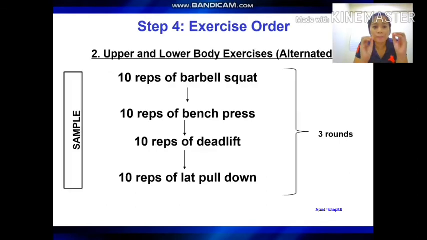This is a sample. For example, 10 reps of barbell squat followed by 10 reps of bench press, the upper body, and goes back to the lower body again, 10 reps of deadlift, and then 10 reps of lat pull down. If this is performed in 3 rounds, it is a circuit training involving upper and lower body exercises. What do you think? It can still build your muscle, build your endurance maybe, and burn calories. And this is one of the types of sequencing of exercise.